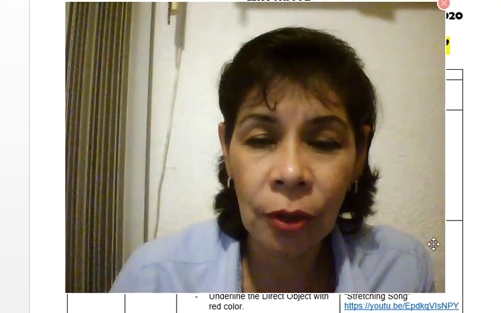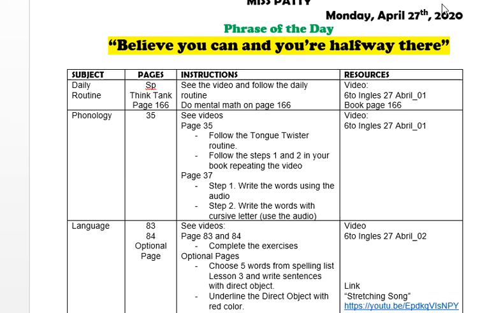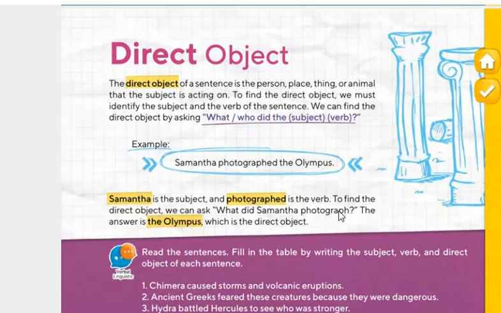Okay, children, we have finished phonology, okay? As you can see, we are going to continue on in language, page 83 and 84. Get ready with your materials, please, and open your book on these pages, okay? So here we are. Direct object.